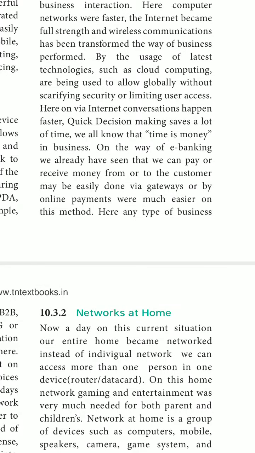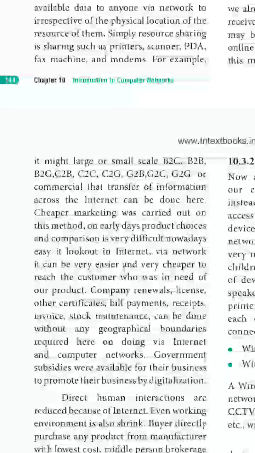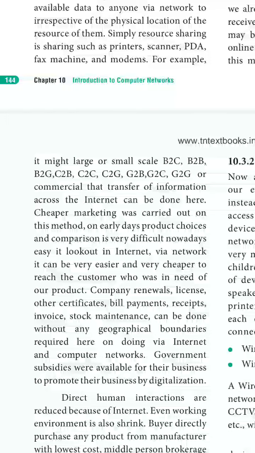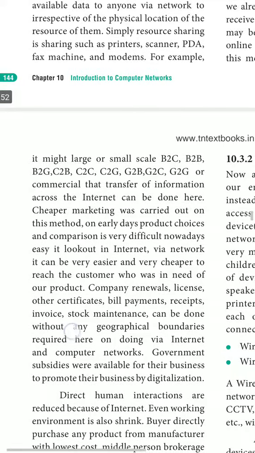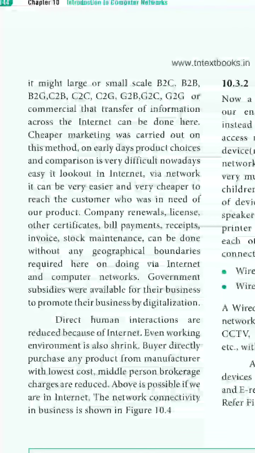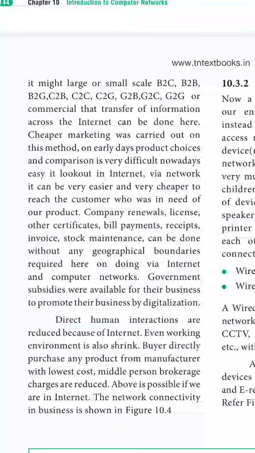Here, any type of business, whether larger or smaller in size, can use it. B2C means business to customer. There are also business to business, business to government, customer to business, customer to customer, and customer to government. So these are all the different types of communication between businesses through this network.